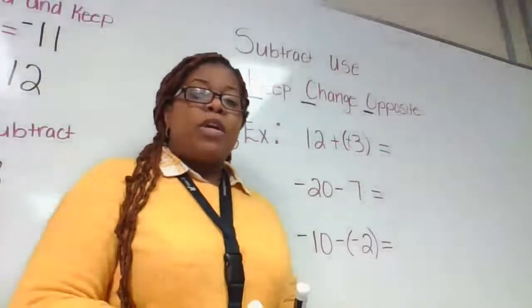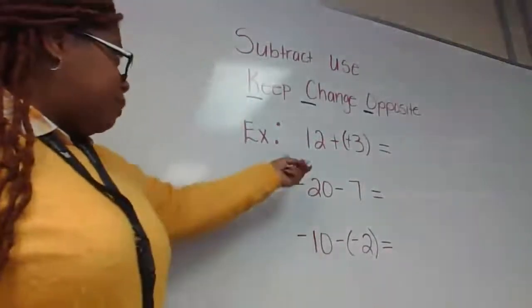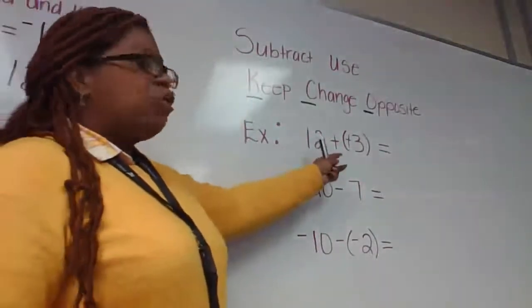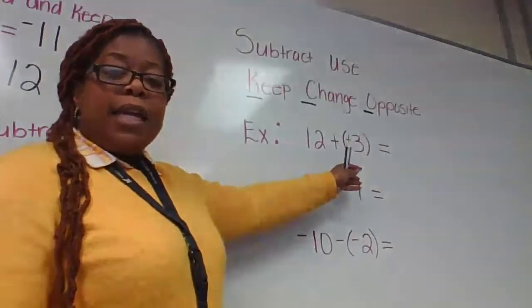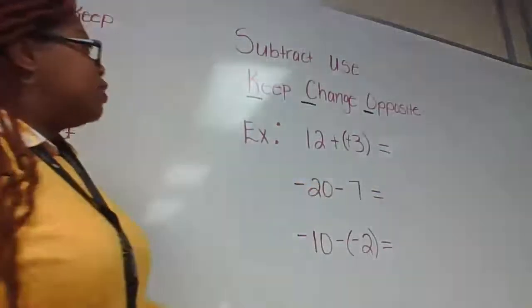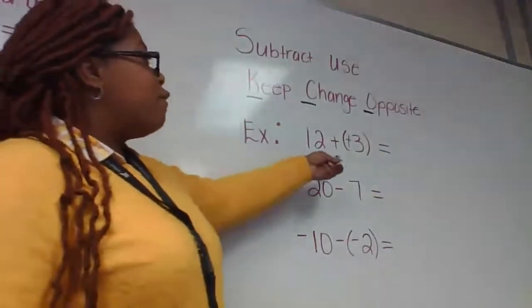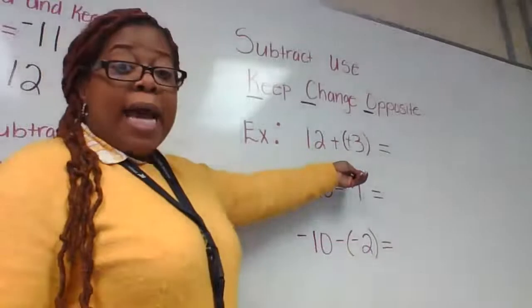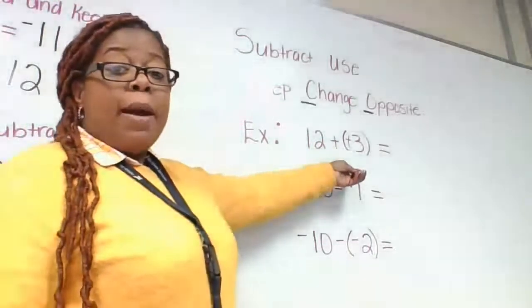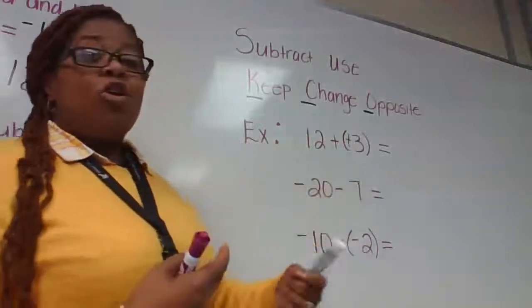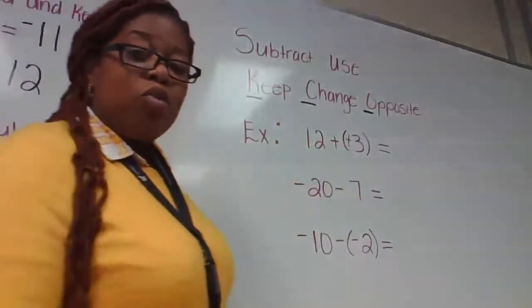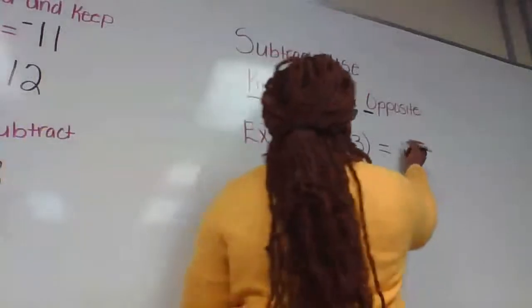Okay? So keep, change, opposite. We keep the first number. We change subtraction to plus. And then we take the opposite of the last number. So in this case, we've done that. We now have 12 plus 3, which now we have two numbers with the same sign, and we're adding. So the answer to this is 12 plus 3, 15.